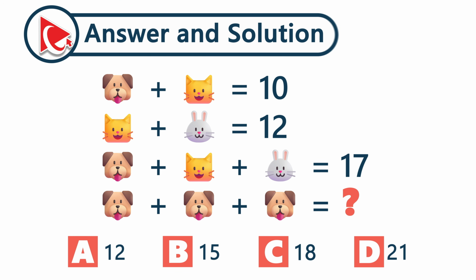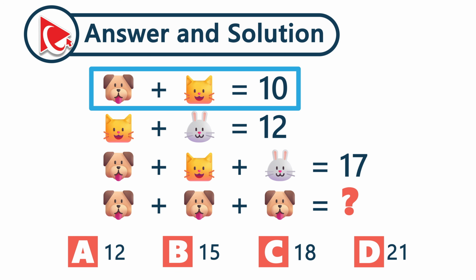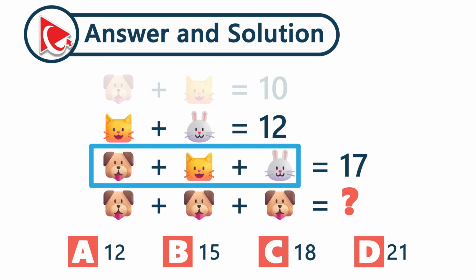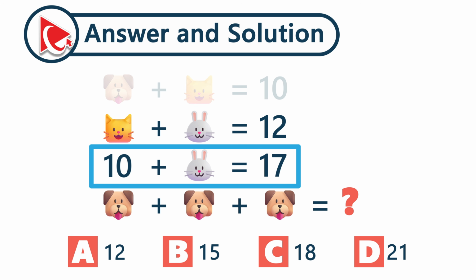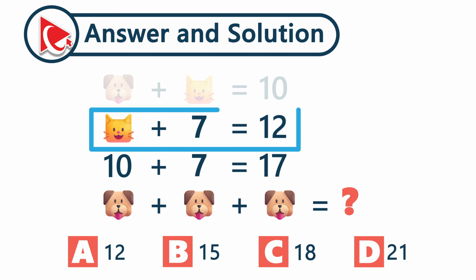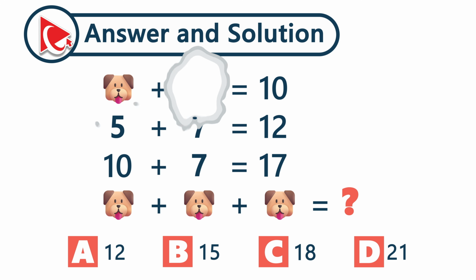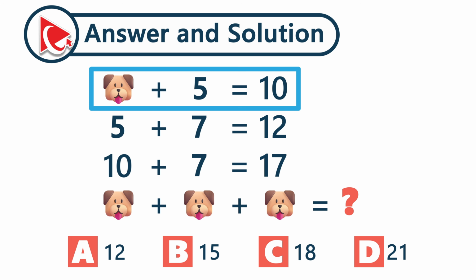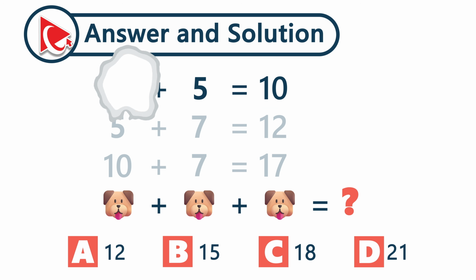This is how we solve it. Since dog plus cat equals 10, let's replace this part in the third equation. 10 plus rabbit equals 17, which means that rabbit equals 7. Now we can calculate the value for the cat. Cat plus 7 equals 12, which means that cat equals 5. Now we can calculate the value for the dog. Dog plus 5 equals 10, which means that the value for the dog is 5.